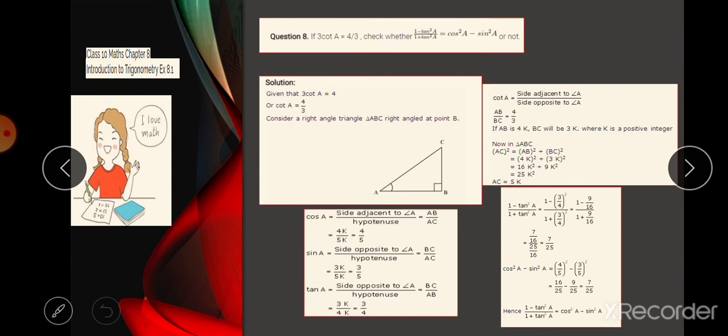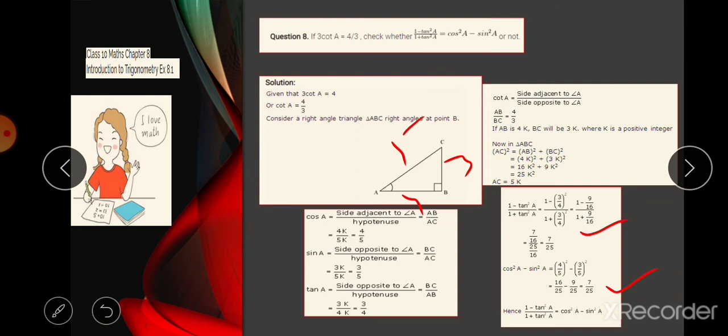We use the cot A 4 by 3. Cot is nothing but adjacent by opposite, then you will get 5. Then use this one, find all the cos, sin, tan. Substitute in the LHS and RHS. LHS will be 7 by 25 and RHS will be 7 by 25.